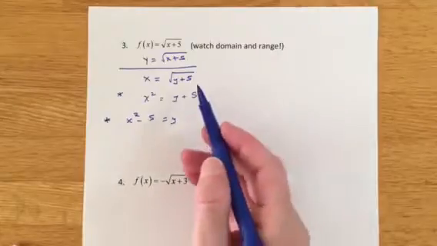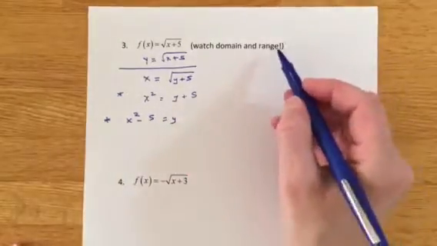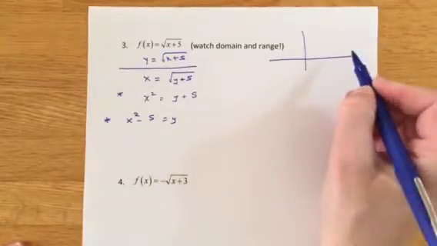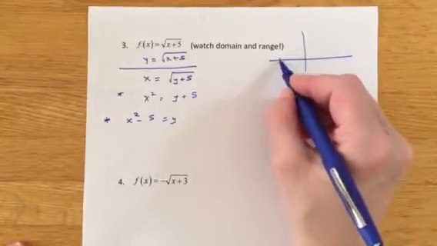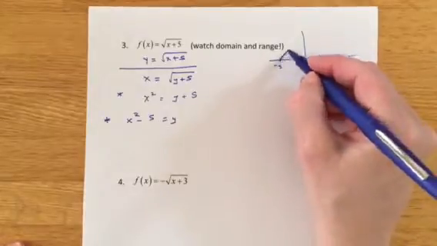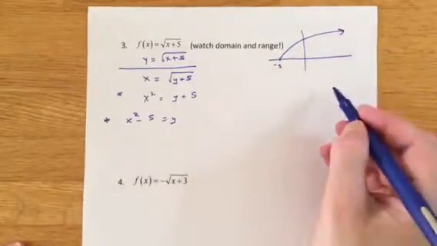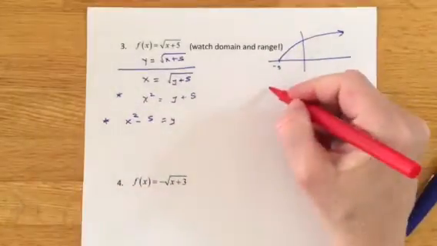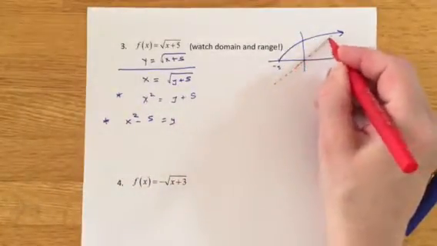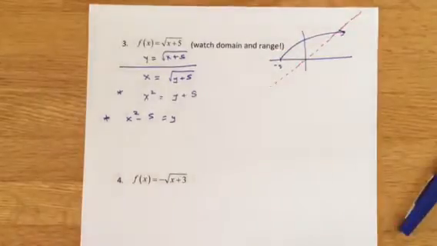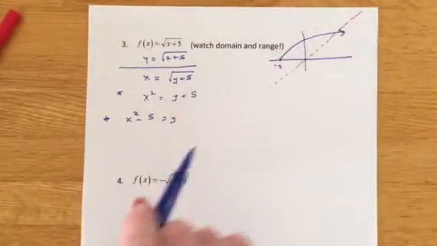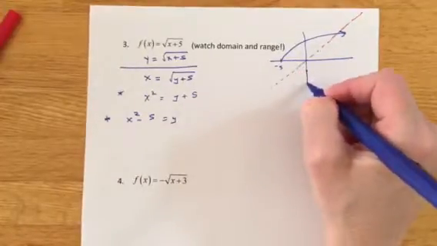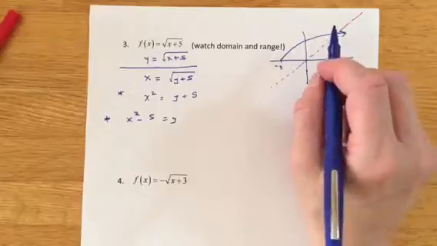Now why do I have to watch the domain and range? Well, remember, the graph started as the square root function, shifted left 5 units, so it's just back here. You should remember what the square root function looks like. If we reflect across the line y equals x, we should wind up with something that looks like this. So this will flip over to here. Actually, I'll put it in a different color here.